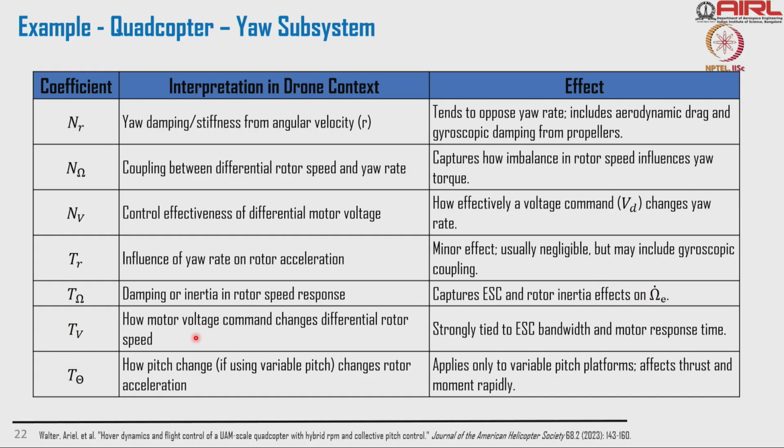TV is the motor voltage command change to differential rotor speed. It is strongly tied to electronic speed control bandwidth and motor response time. Tau theta is more about pitch change. It makes more sense in variable pitch. In most multi-rotor drone systems, the pitch is more or less constant, we don't change it. It talks about how this change in pitch affects the thrust and moment rapidly.